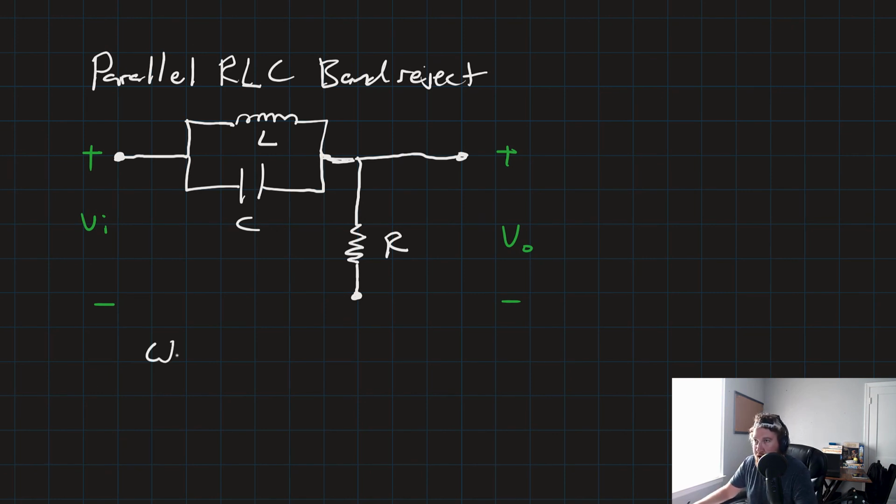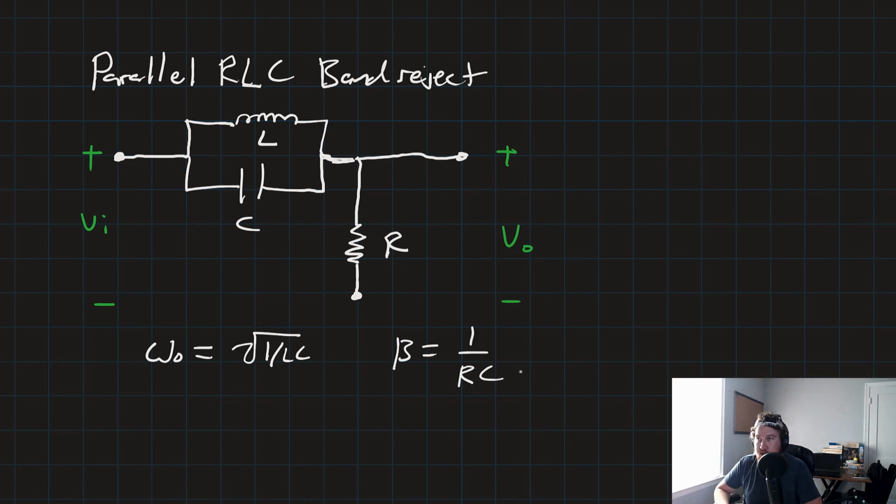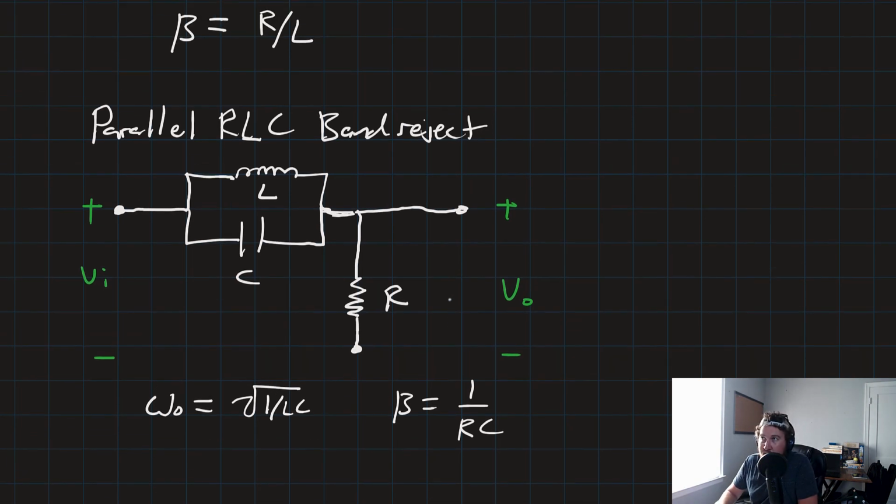And the parameters for the parallel band reject are the same as they were for the parallel band pass. We'll have a center frequency at, again, the square root of 1 over LC, and a bandwidth equal to 1 over RC. So with those parameters, you've got everything you need to design our parallel RLC band reject filter. And that's it for band rejects.